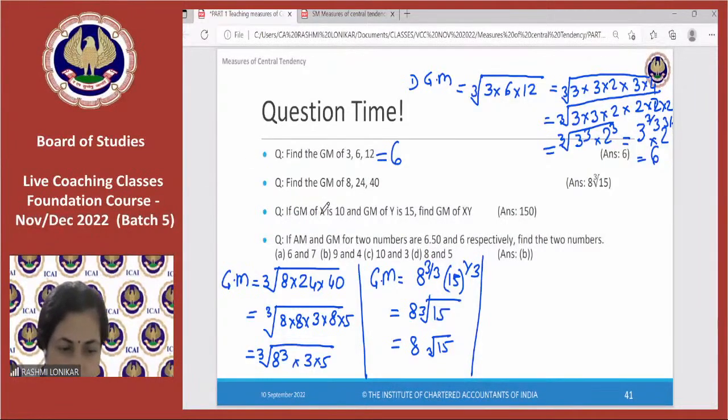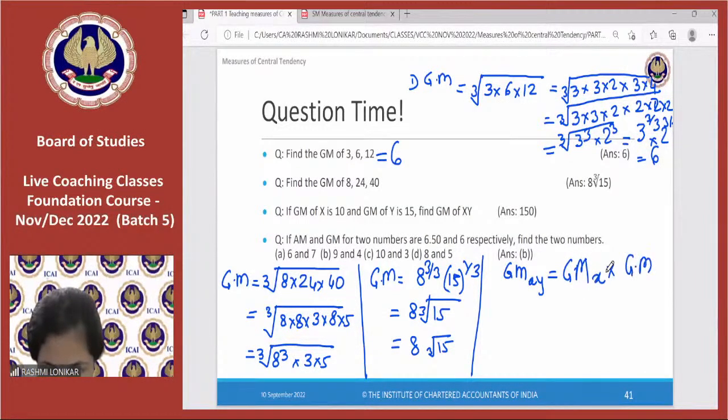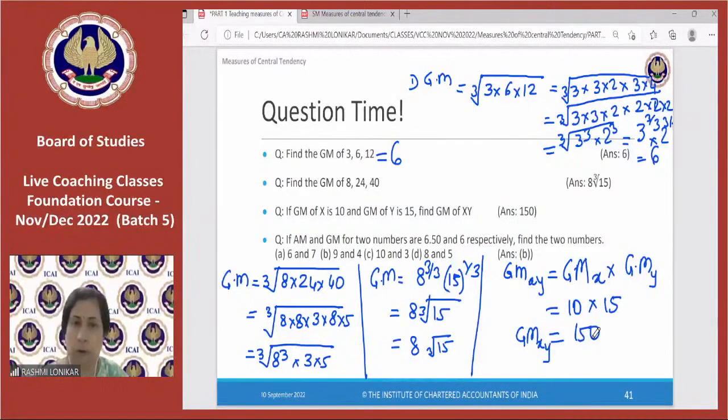Now, next question. If the geometric mean of x is 10 and the geometric mean of y is 15, find the geometric mean of xy. I know the property: the geometric mean of xy is equal to the geometric mean of x into the geometric mean of y. So what is the geometric mean of x? It is 10. What is the geometric mean of y? It is 15. Answer is 150. So the geometric mean of xy is equal to 150. See, if you know the property, you are able to calculate it in 20 seconds.